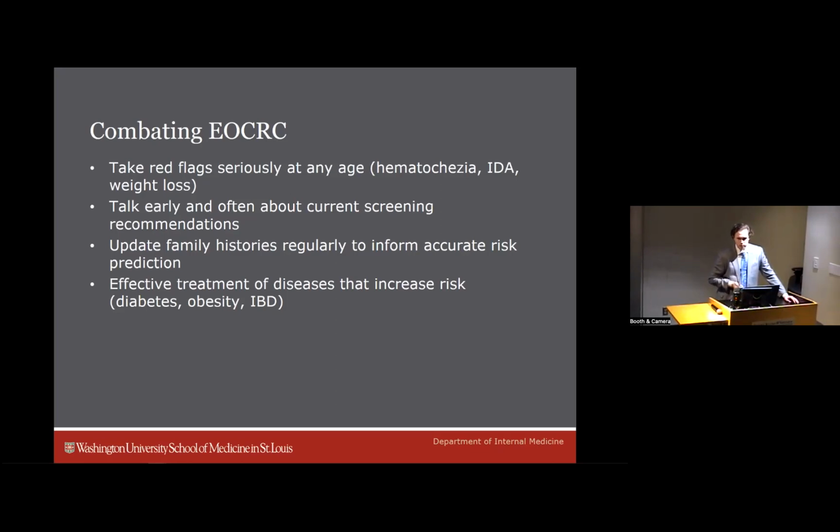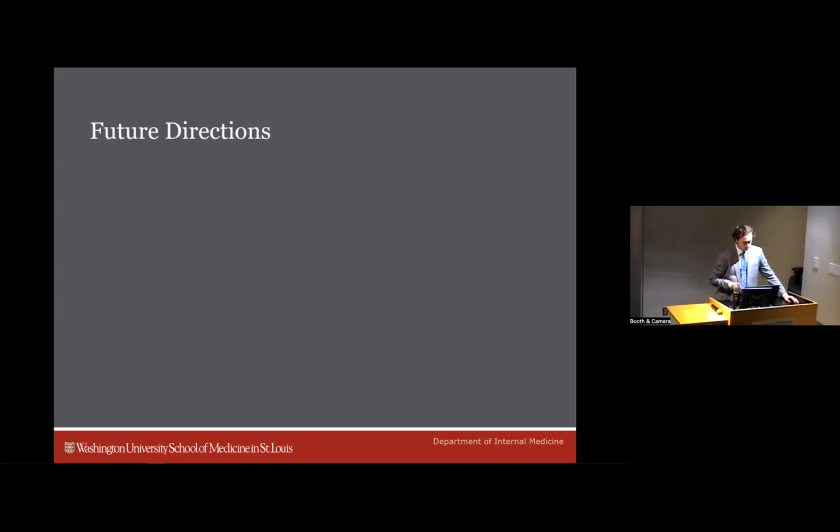And then effectively treat diseases we know are associated. So IBD is kind of out of our wheelhouse, but diabetes, obesity, these are diseases we treat all the time and have great new therapies for that can definitely help patients and decrease their risk. And then addressing modifiable lifestyle factors like we always do.